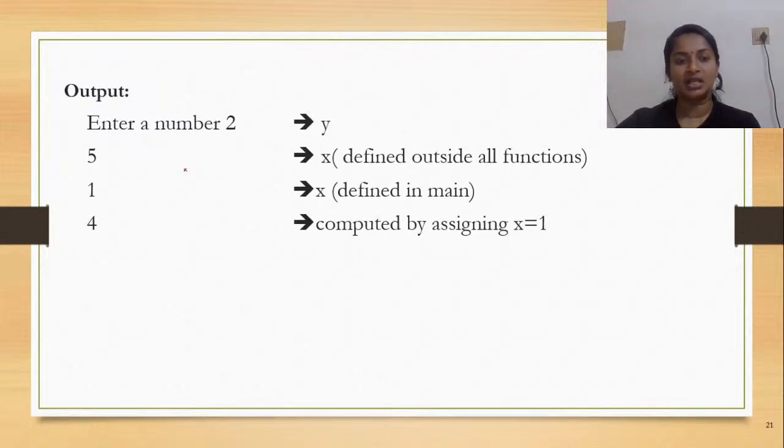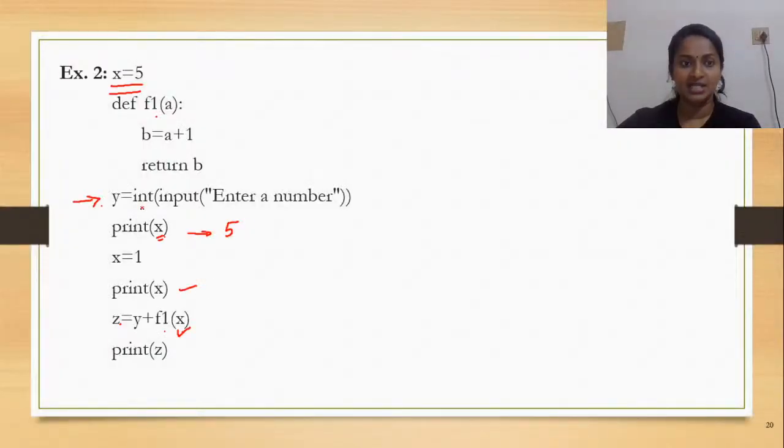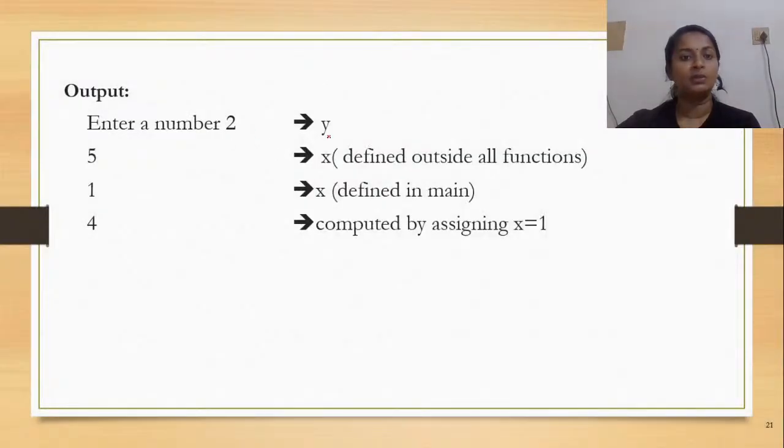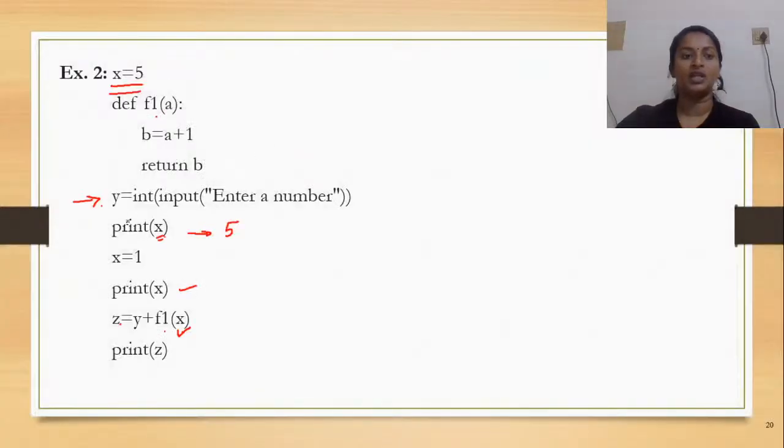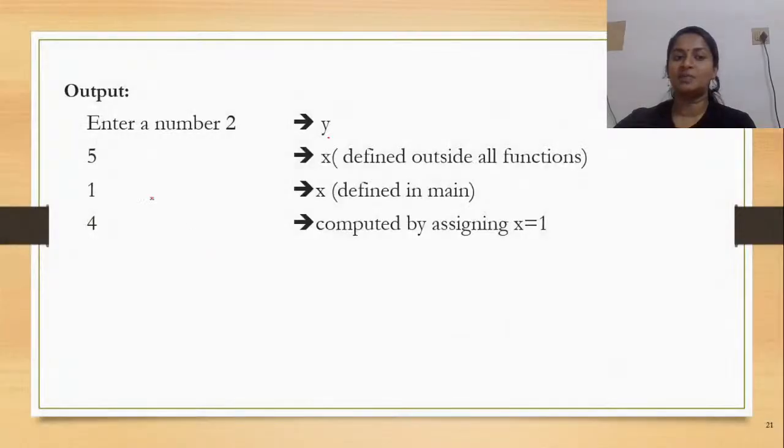Suppose the first thing that would be asked is y, right? Enter a number and then when you're entering 2, it will be substituted to y. Okay? So, the value that you are entering would be substituted to the variable y. Next, you are going to print x, right? Now, what is x here? The only accessibility to x is the global declaration or definition. So what is the value expected here? 5, as we discussed again, because this is defined outside all the functions.